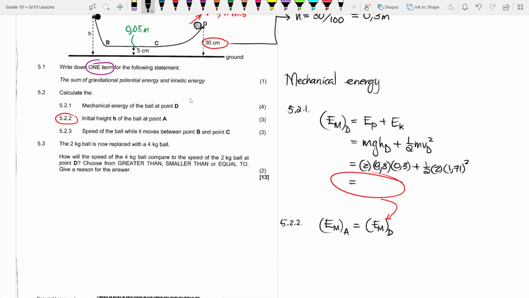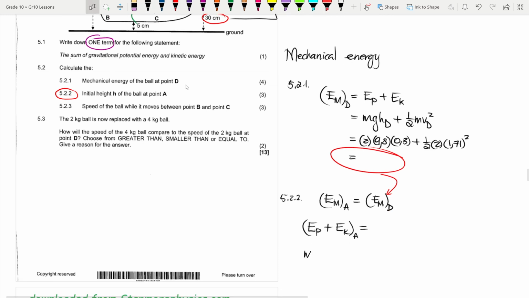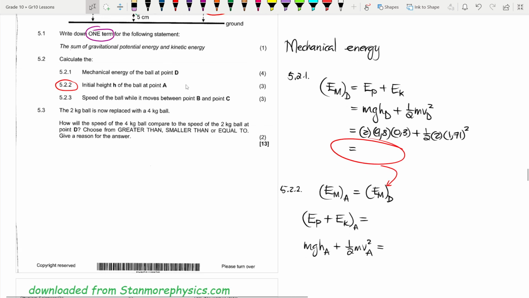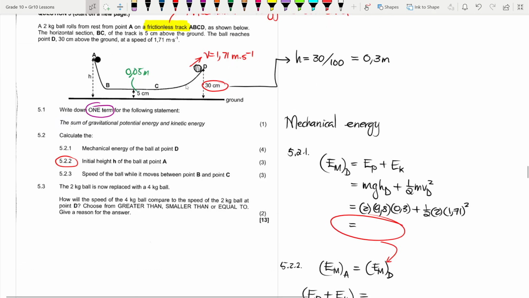If I write out what EM at point A is, that's just EP at point A plus EK at point A, and someone will calculate EM for point D for me. Therefore, I can write out mgh at point A plus 1 over 2 mv squared at point A. That's also equal to EM at D, which I already have the value of. And I can substitute the values that I have for point A.